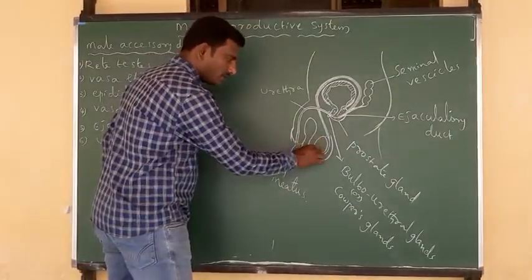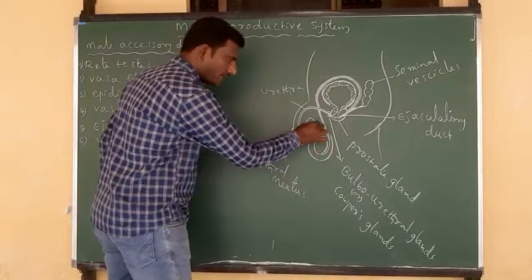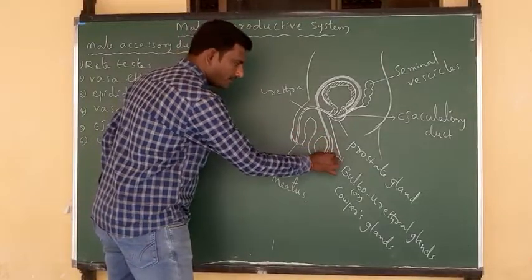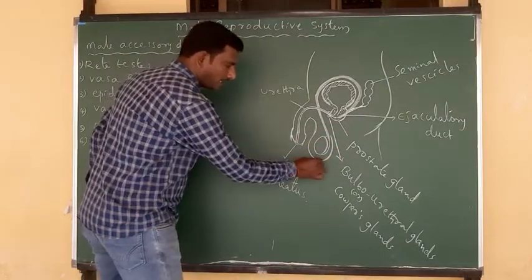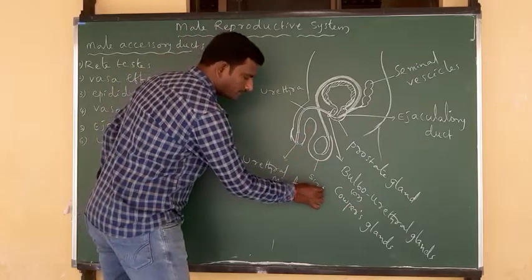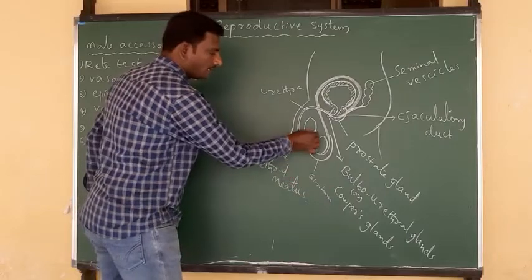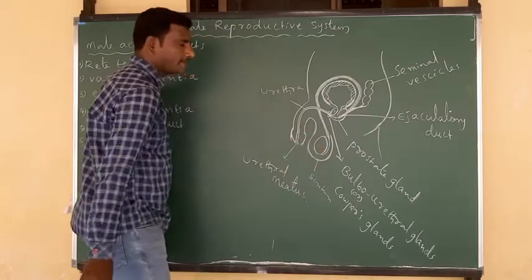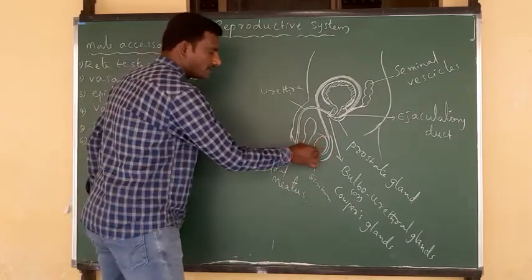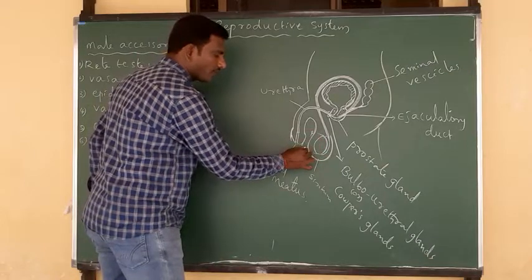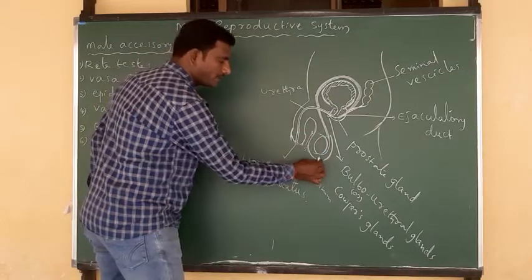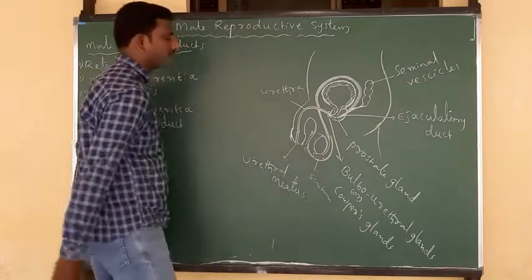Each and every testis is located in a sac-like structure. This sac-like structure is called the scrotum or scrotal sac. Into that scrotal sac, the testes are located. Each testis is about 4 to 5 centimeters in length and about 2 to 3 centimeters in width.